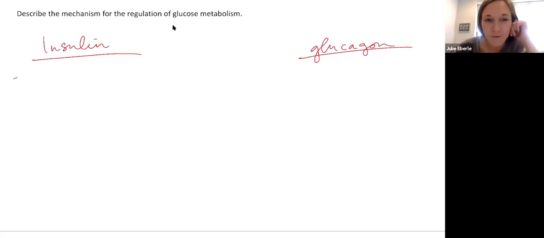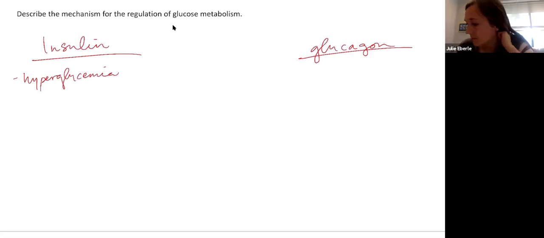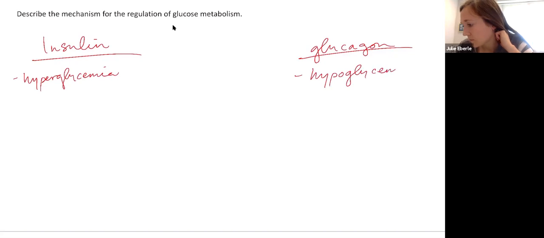So I'm going to use the chemistry word hyperglycemia. That means glucagon is the opposite. When our blood glucose is too low, hypoglycemia. That is the condition that would stimulate the release of glucagon.